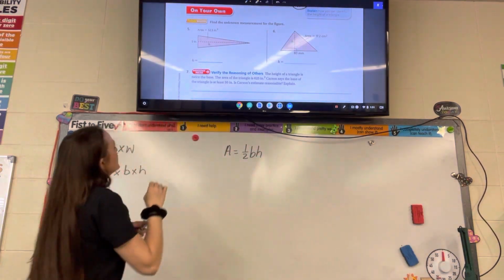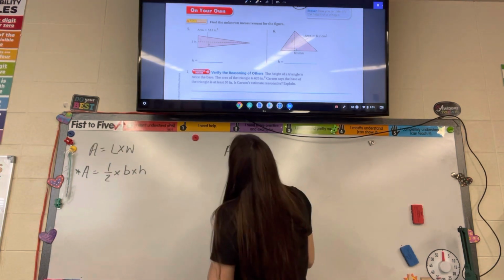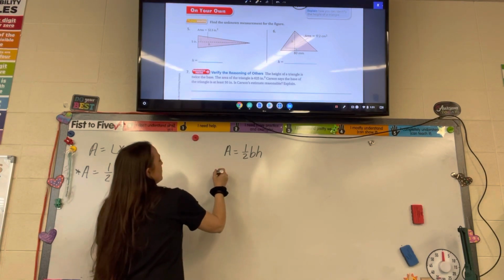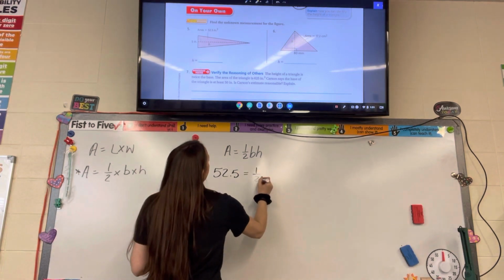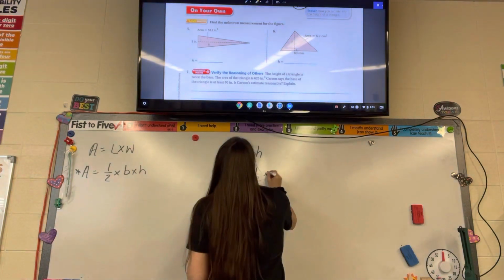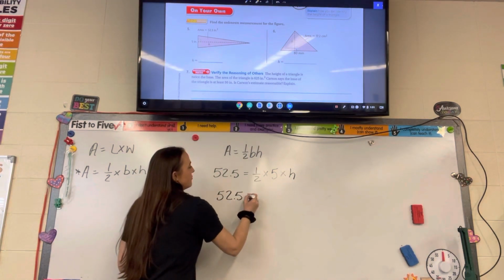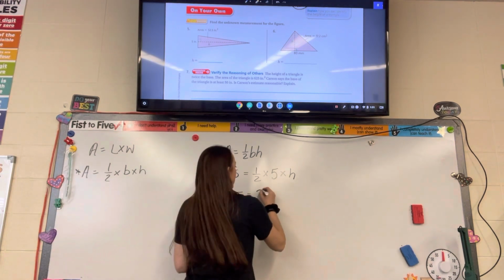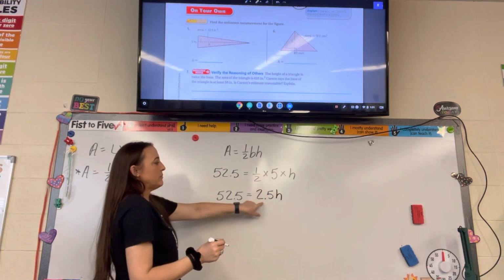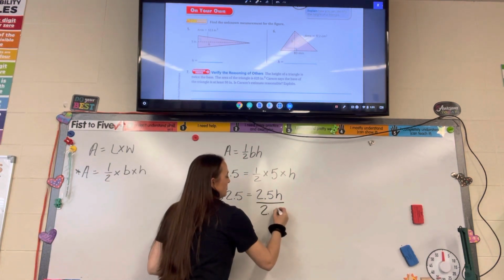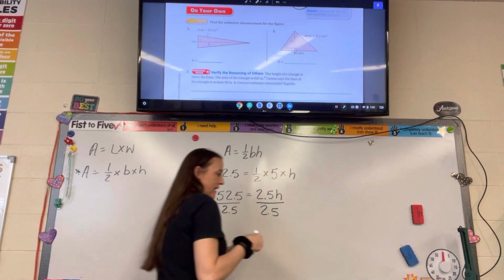Okay, so on the next one we have, they've given us the area and the base. We've got to find the height. So the area is 52.5 equals 1/2. The base is 5 inches times h. What is 1/2 of 5? 2.5 times h. What's being done to h? It's being multiplied by 2.5, so we're going to divide by 2.5. And 52.5 divided by 2.5.